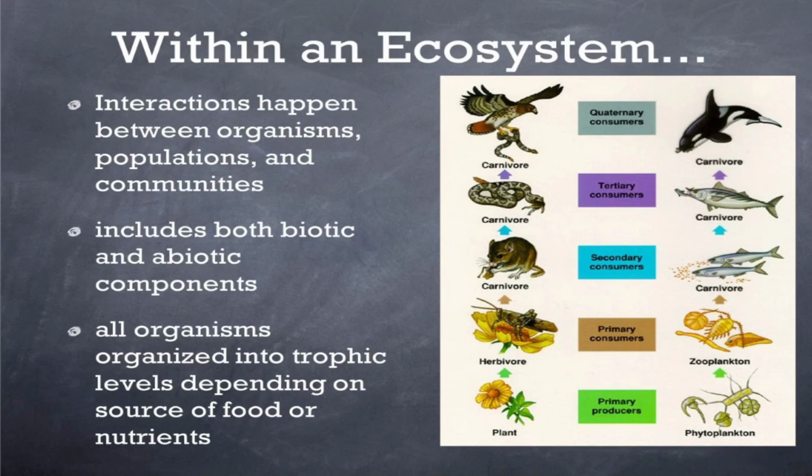And hence in the ecosystem, interaction happens between organisms, populations, and communities. It includes both biotic and abiotic components, and all organisms are organized into trophic levels depending on the source of food or nutrients. Here the quaternary consumers are shown, tertiary consumers, secondary consumers, primary consumers, and primary producers.